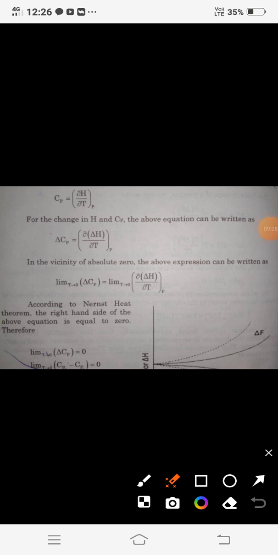What is the formula for the molar heat capacity? It is equal to delta H divided by, meaning the change in enthalpy, with the ratio of the change in the temperature at constant pressure. For the change in enthalpy, the Cp, the above equation will be used. The above equation is telling that the molar heat capacity is equal to the enthalpy change with respect to the temperature change at constant pressure.